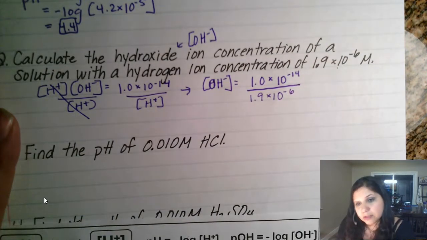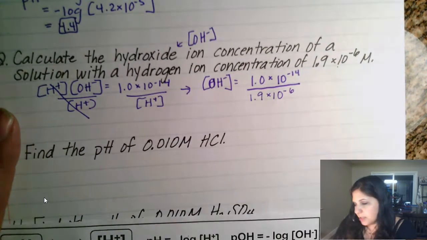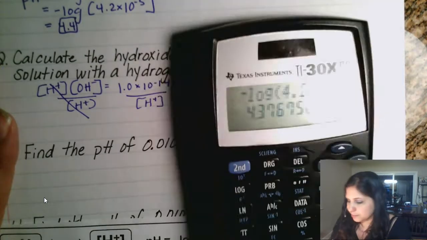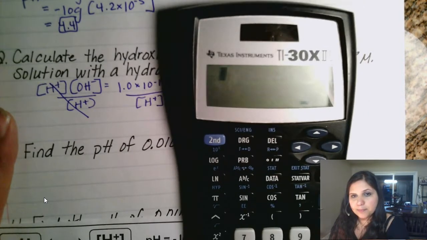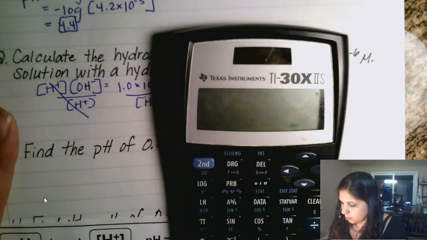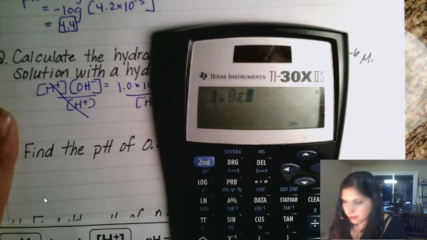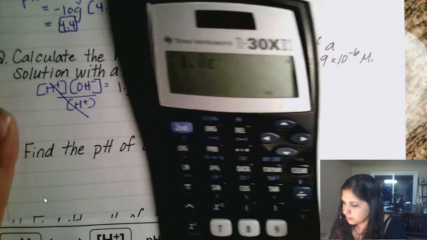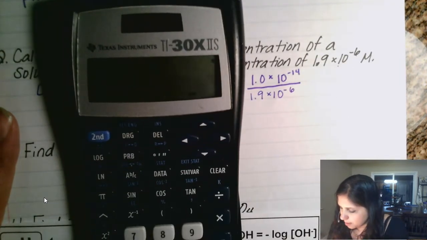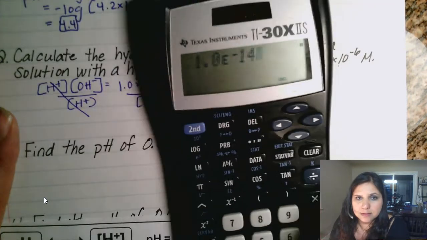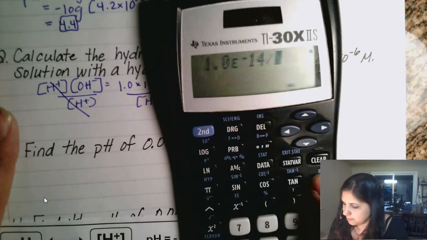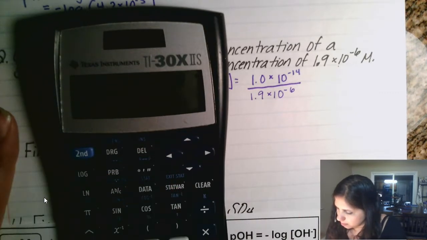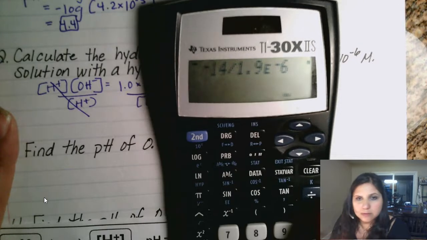Now before we could just look at it and say, okay, that divided by that, but now we have to do this and this. So let's just put it in the calculator. All right, so I would use the E button, 1.0 second E, negative 14. Now, when I do the E button, that takes care of keeping it together. So if you don't use the E button, then I recommend that you use parentheses. So that divided by 1.9 E negative 6. So divided by that.